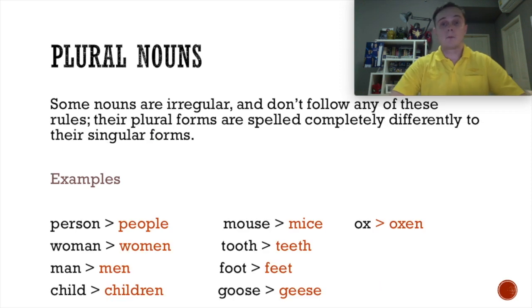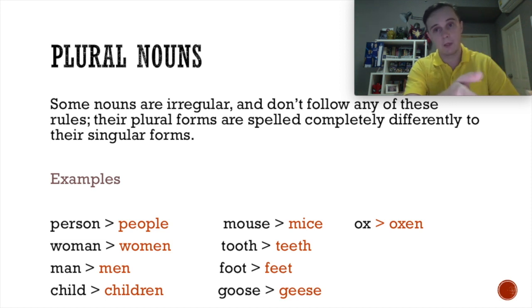As well as remembering those unusual rules, some don't follow any rules at all. So their plural forms are spelled completely differently to their singular forms. Now, I'm not going to go through all of these because you've probably seen it before. I know we did all of these in IP3. I've just done a video for IP4, same ones in the textbook. So hopefully by now you know these irregular nouns. So I'll just read them quickly.